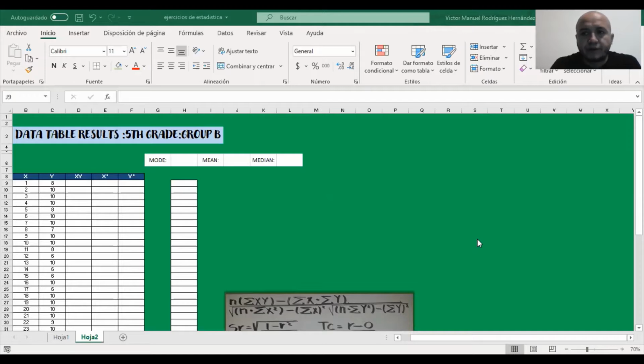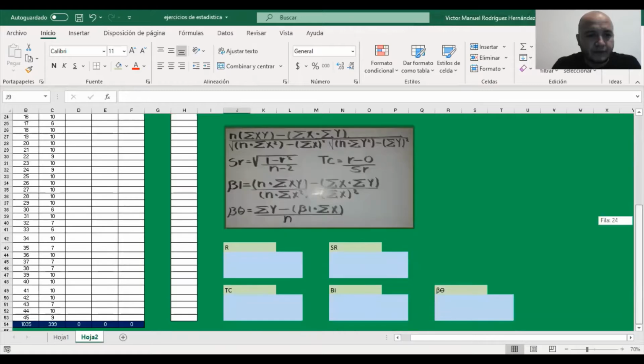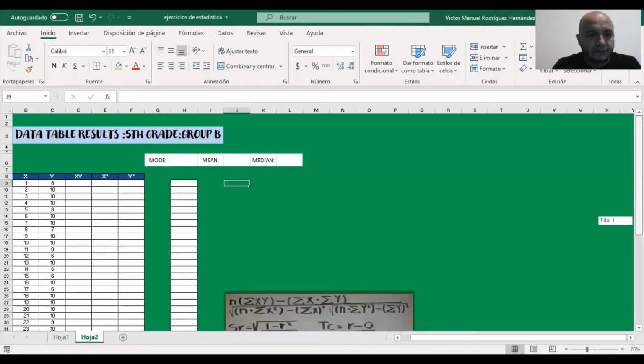I work with students from the 5th grade, group B. We have a total of 45 students, as we can see here on this table. And these are their final grades, okay? All right, I will be explaining the different columns, and we will be getting some data.